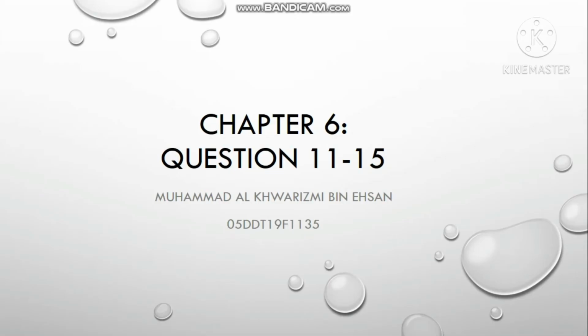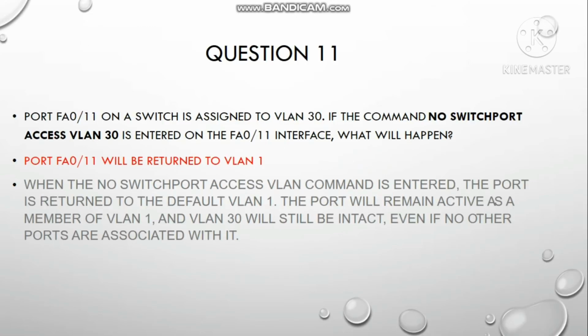My name is Al-Khwarizmi and I'll be doing chapter 6, question 11 until 15. Question 11. Port FA0/11 on a switch is assigned to VLAN 30. If the command no switchport access VLAN 30 is entered on the FA0/11 interface, what will happen? Port FA0/11 will be returned to VLAN 1. When the no switchport access VLAN command is entered, the port is returned to the default VLAN 1. The port will remain active as a member of VLAN 1, and VLAN 30 will still be intact even if no other ports are associated with it.